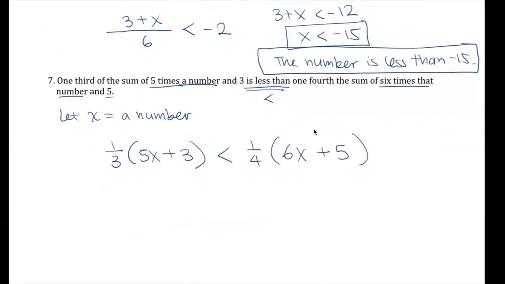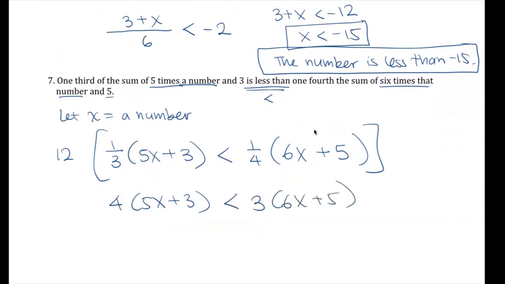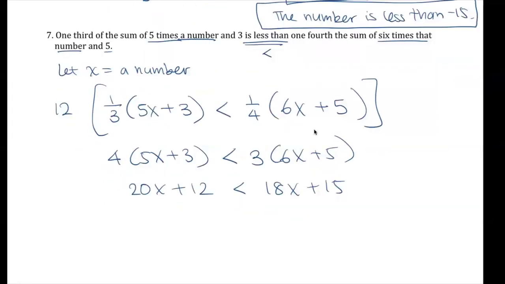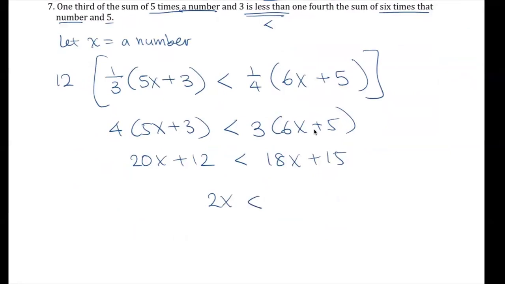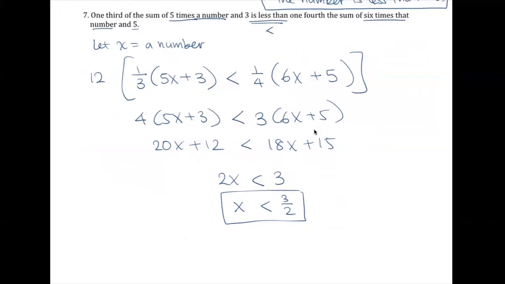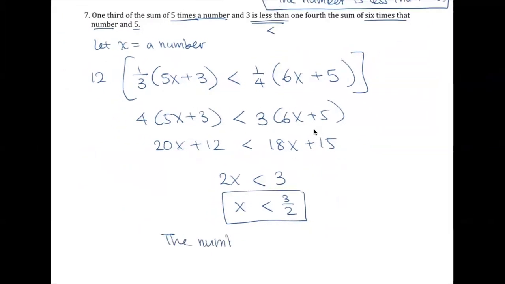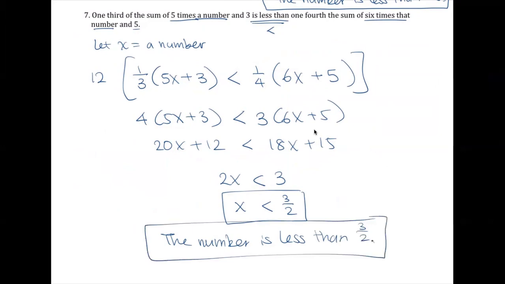Okay, let's go ahead and solve. I'm going to multiply both sides by 12, essentially, to get rid of those fractions. So that leaves me with 4 times that quantity, and then 3 times that quantity. So I get 20x plus 12 less than 18x plus 15. Subtract the 18x, subtract the 12, and x is less than 3/2. So the number is less than 3/2. And I do like improper fractions more, so just leave it like that. Don't turn it into a mixed number.